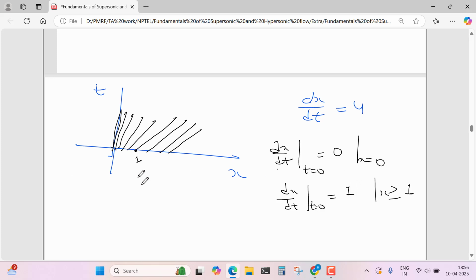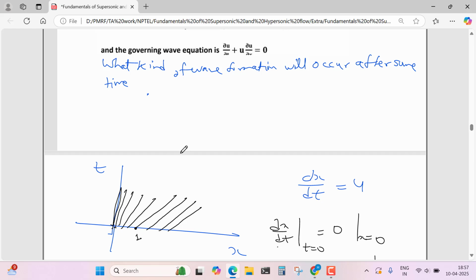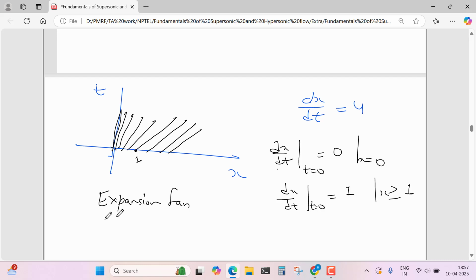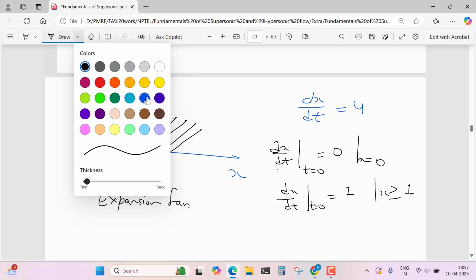So if you see these characteristic lines, what kind of wave will these form? These are moving away from each other. All these characteristic lines are moving away from each other. So what do these characteristic lines form? Expansion fan. So the kind of wave formation will be of expansion fan. This motion will form the expansion wave.